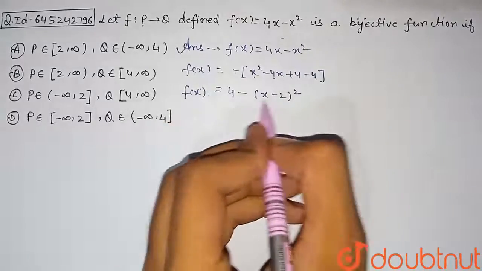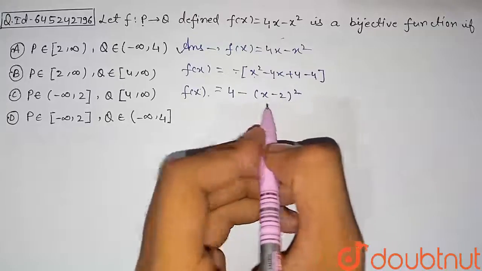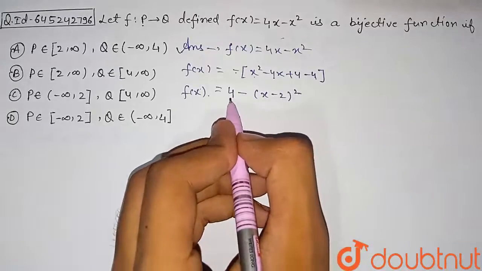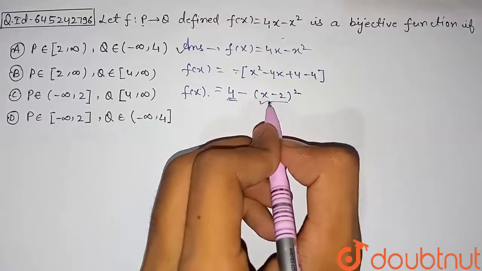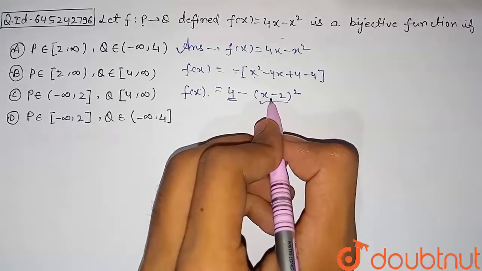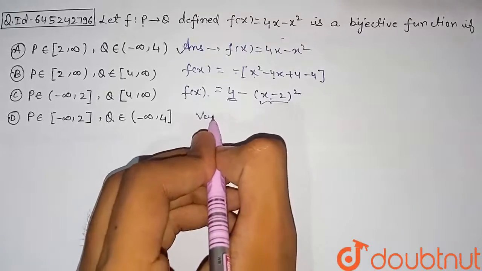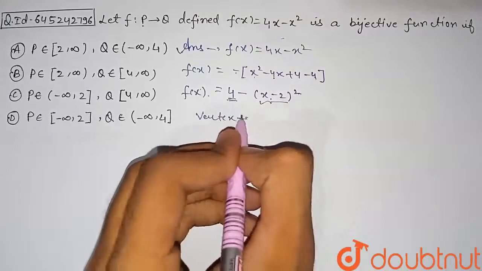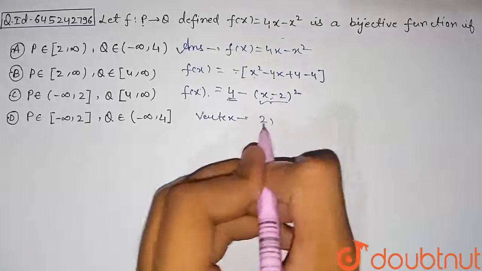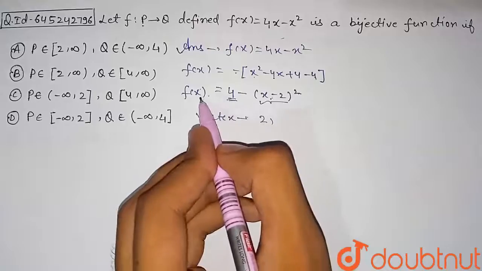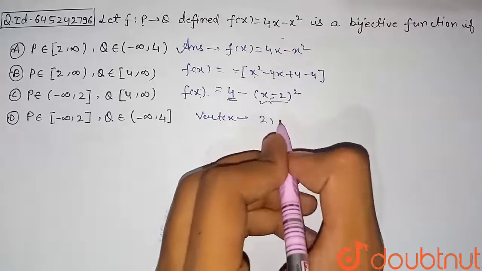This is a parabola because it contains a second degree term of x, and 4 will be the maximum value of this function because this squared quantity is always positive and its minimum value is 0, only at x equal to 2. So the vertex of this parabola is at x equal to 2, and the value of f of x at that point, substituting x equal to 2, is 4.